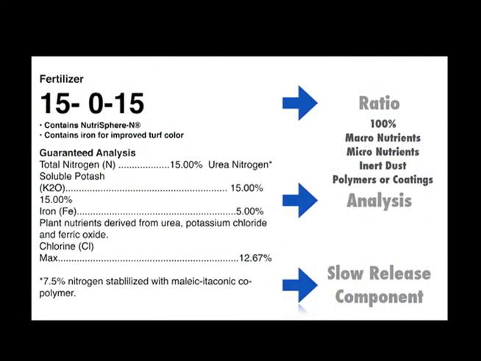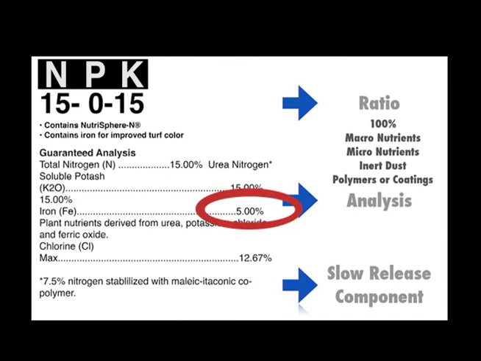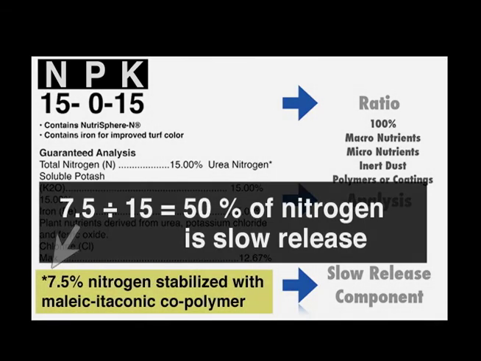Now that you have all this information, how do you know how much fertilizer to apply to deliver 1 pound of nitrogen per 1,000 square feet? Let's look at a fertilizer label and run through an example calculation. This fertilizer has a guaranteed analysis of 15% nitrogen, 0% phosphorus, and 15% potassium. It also contains 5% iron. The nitrogen content is 50% slow release. You can tell this because the label shows that half, or 7.5%, of the 15% nitrogen source is stabilized with a copolymer.